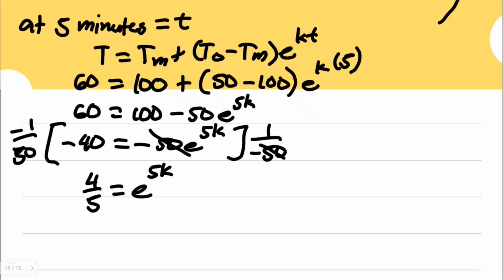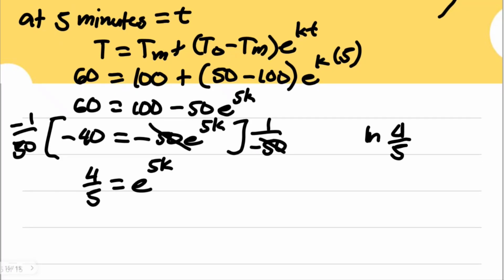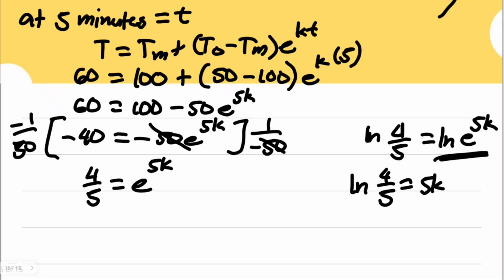Now, in solving for k, you can use this portion here. You're going to take the natural logarithm of both sides. The natural logarithm of 4/5 is equal to the natural logarithm of e to the power of 5k. Using the laws of logarithms, you'll have the natural logarithm of 4/5 is equal to 5k times the natural logarithm of e, which is basically equal to 1. So your k is just the natural logarithm of 4/5 all over 5.